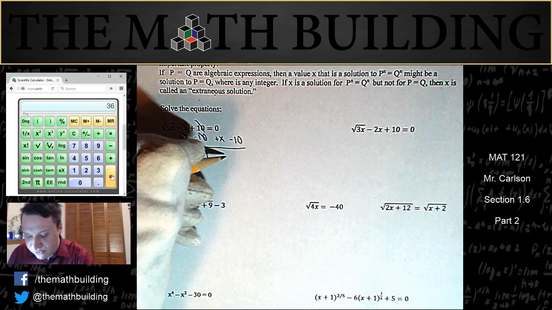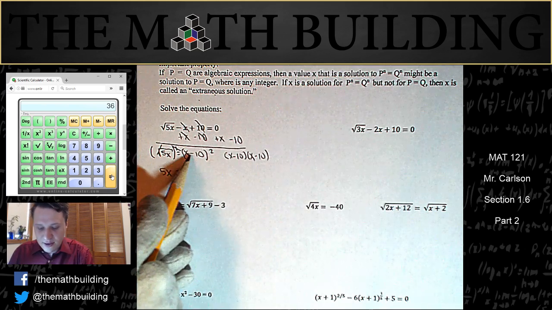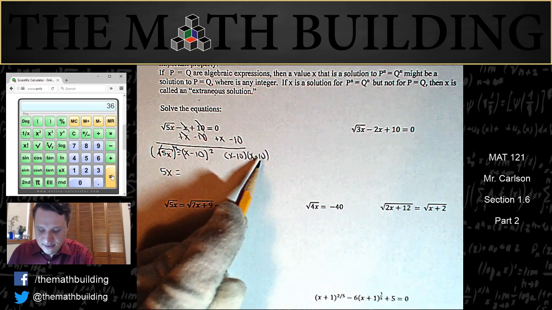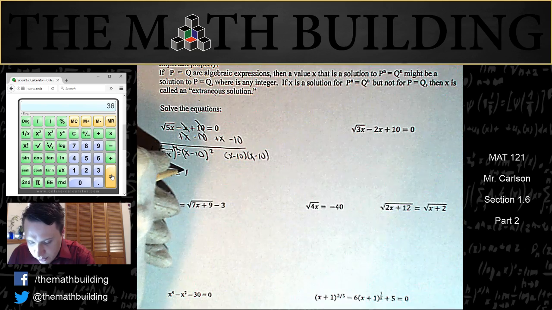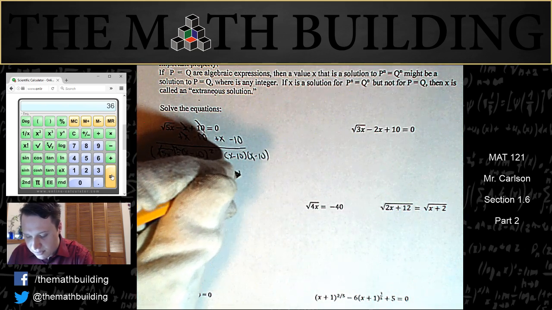And remember, this is FOILable. x minus 10 times itself. That's what x minus 10 squared means, x minus 10 times itself. So FOILed, that would be x squared minus 10x plus 100.